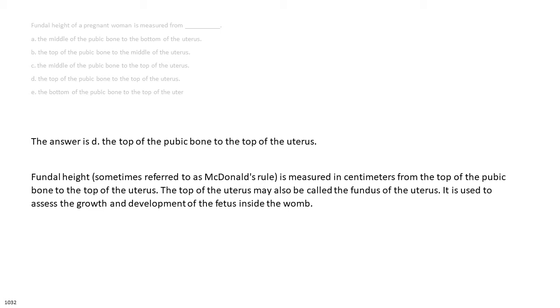The answer is D. The top of the pubic bone to the top of the uterus. Fundal height, sometimes referred to as McDonald's rule, is measured in centimeters from the top of the pubic bone to the top of the uterus. The top of the uterus may also be called the fundus of the uterus. It is used to assess the growth and development of the fetus inside the womb.